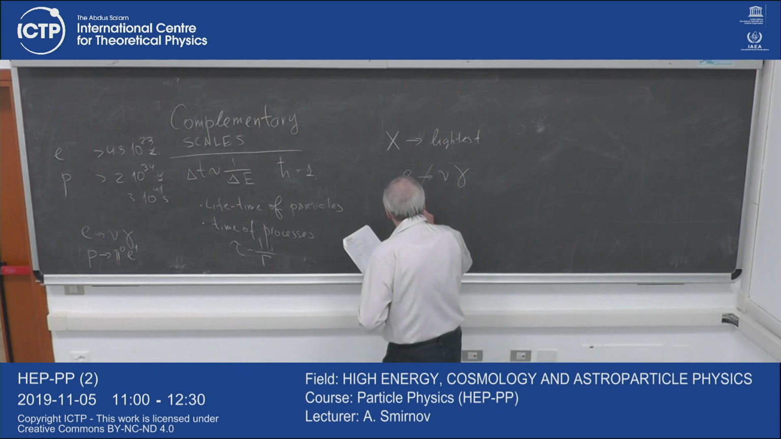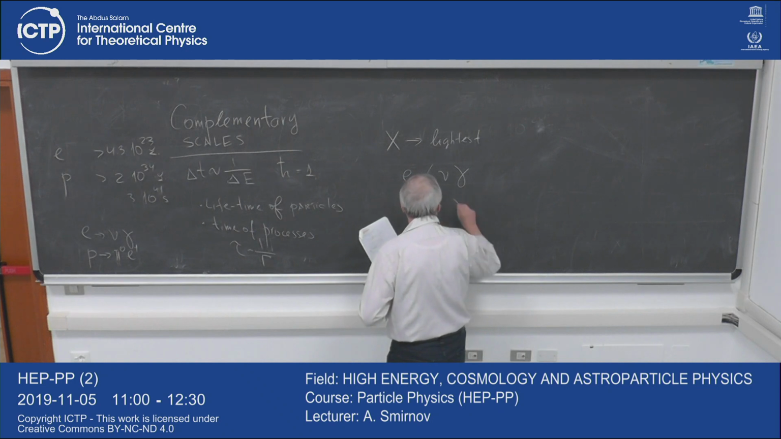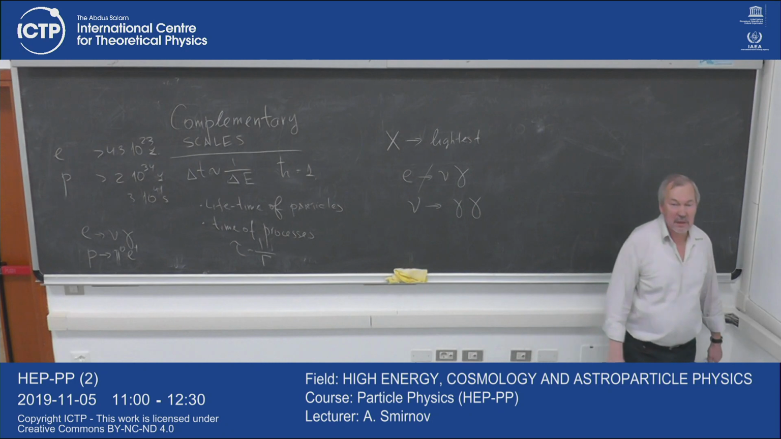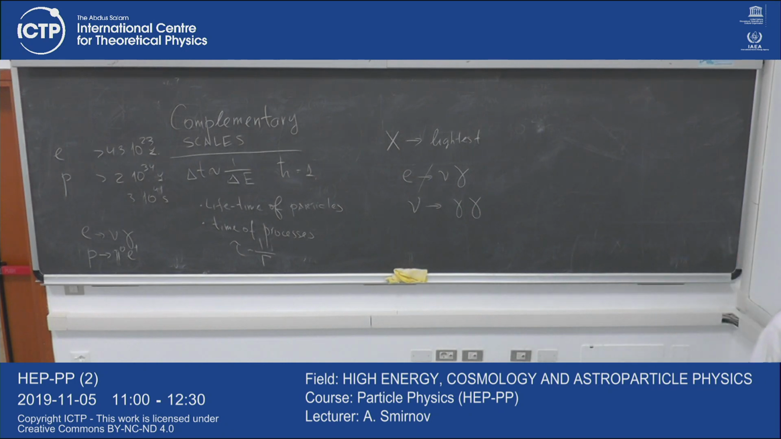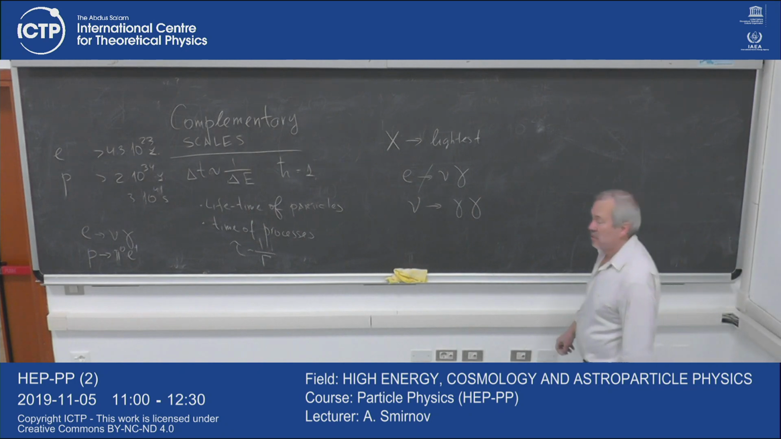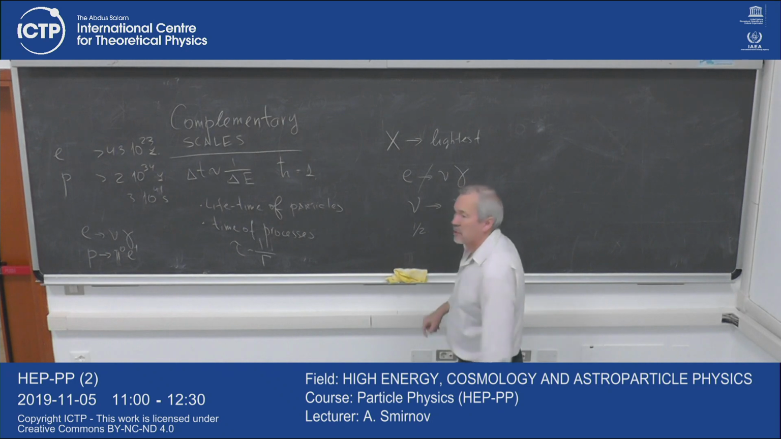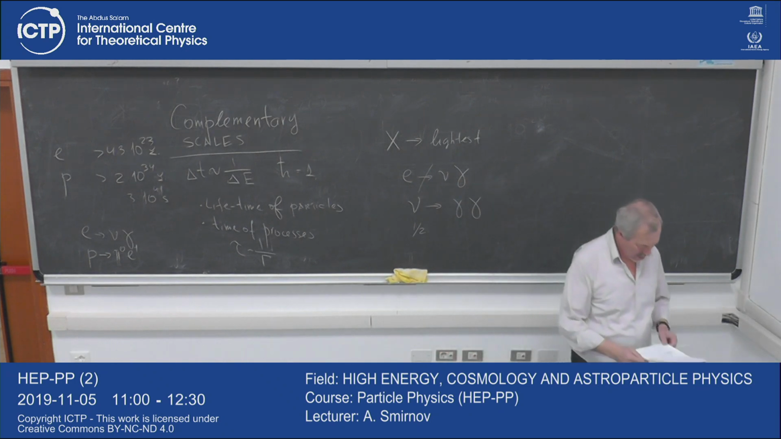Now, it could be that a neutrino decays into two gammas, for instance. Again, kinematically, this is possible. However, this doesn't occur because of angular momentum conservation. The neutrino has spin 1/2, and it cannot decay into gammas which have spin 1.